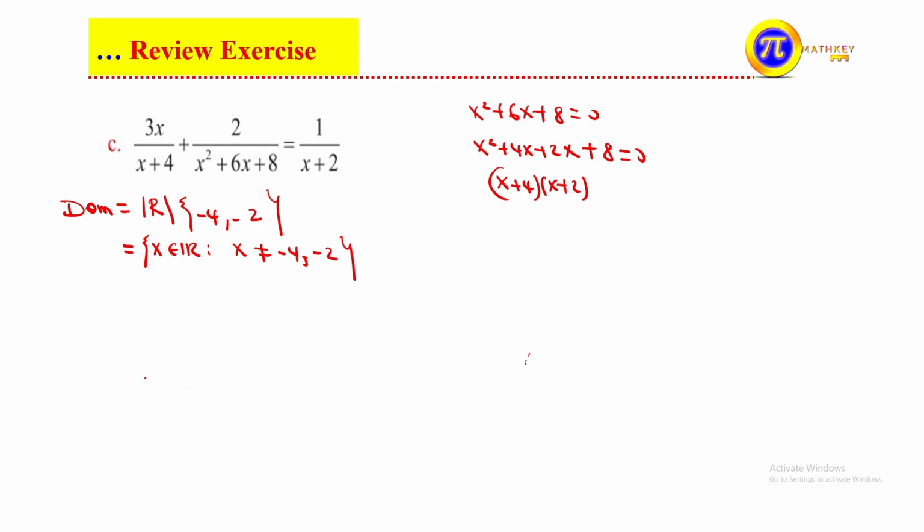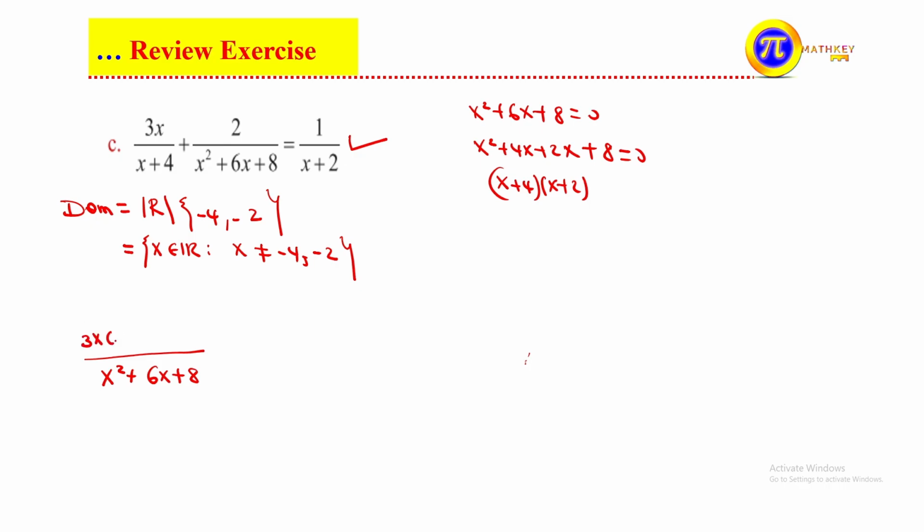After saying this, let's solve our equation. For the LCM of the denominators: here we have x plus 4, here x squared plus 6x plus 8, and here x plus 2. The common one for all is x squared plus 6x plus 8. So x squared plus 6x plus 8 divided by x plus 4: since this is x plus 4 times x plus 2, the result is x plus 2.